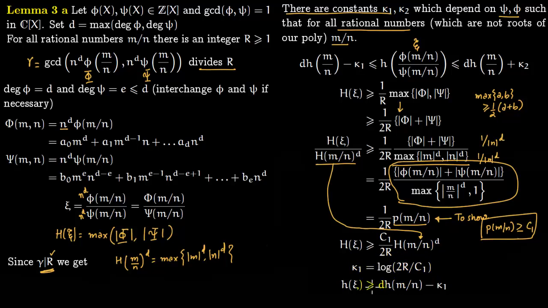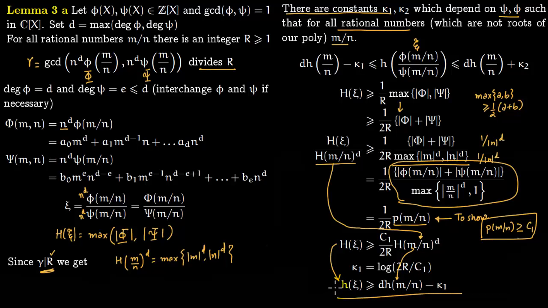So now you just take log. So you take log of this, you get here; take log of this, you get right here dh m by n. Set kappa 1 as log of 2r over c1, so log of this. So now you put minus kappa 1 here because obviously plus kappa 1 will give you c1 over 2r. Log of c1 over 2r is plus kappa 1, so you have to have minus kappa 1 so as to invert this, and that's it.